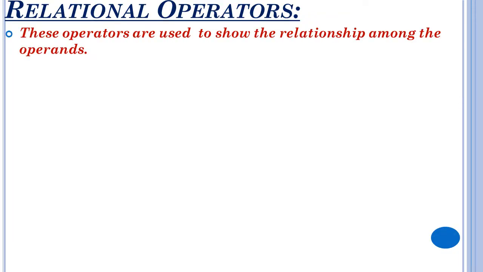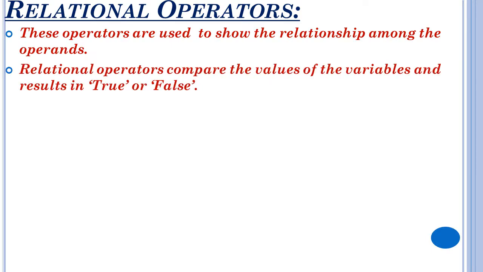Next is about relational operators. These operators are used to show the relationship among the operands, meaning two variables. You can check the relationship between the operands using a relational operator. This relational operator will compare between the two variables. The result will be either true or false, not any number, any value, nothing. The result will be either true or false. This is about relational operators.